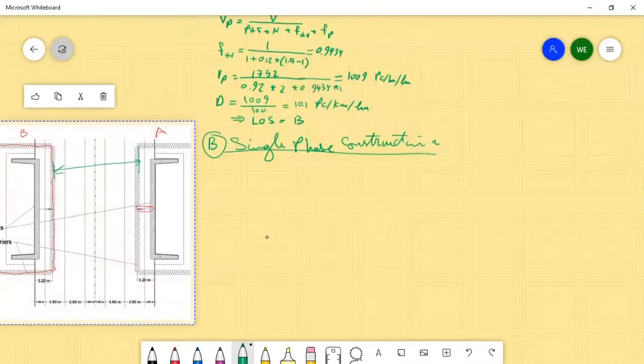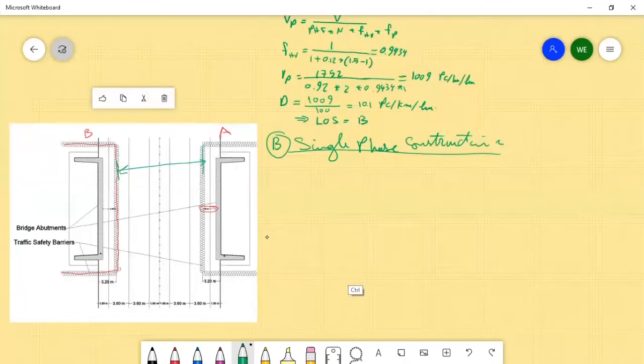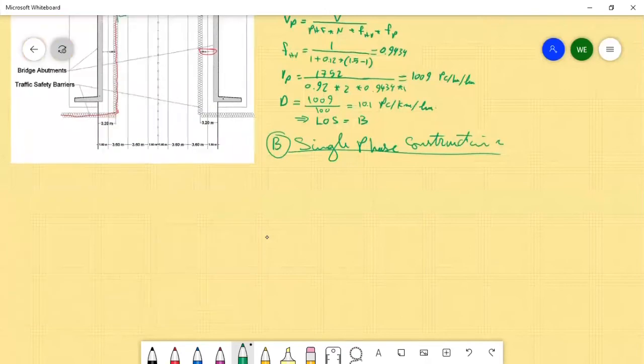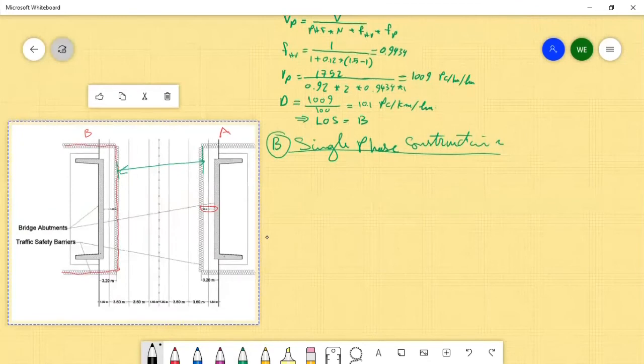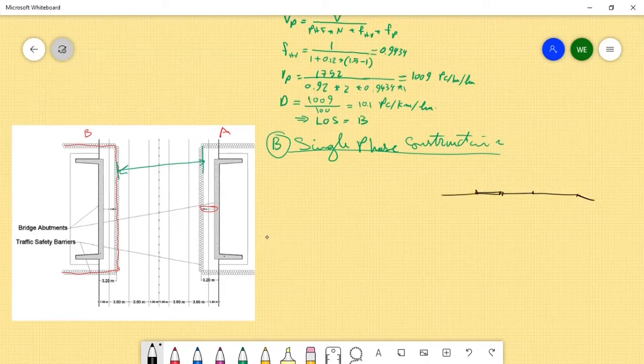Currently we have 1.8. Let me just change the color. We have a 1.8 shoulder. Then we have 2 lanes. Then we have a median. Then we have another 2 lanes. Then we have a shoulder.